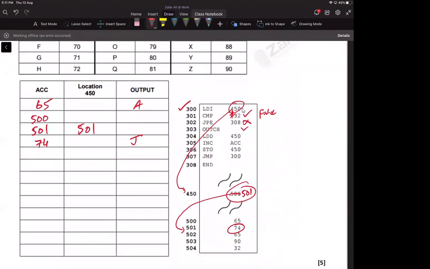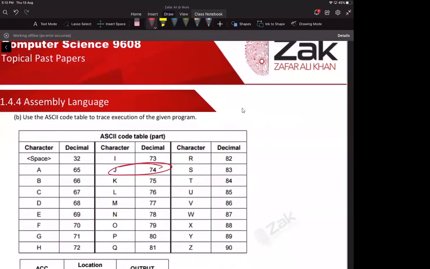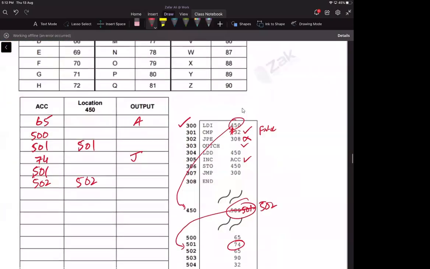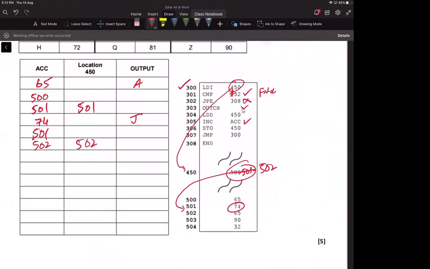Okay, then LDD 450. 450 means 501 is being loaded, and then it will be increased. So this will pick up 502, and then it will be saved back to 450. So now it is 502. That is how it will go on. And they must have asked how many times you would have to actually execute it. No, it will be finished when the value will be 32.